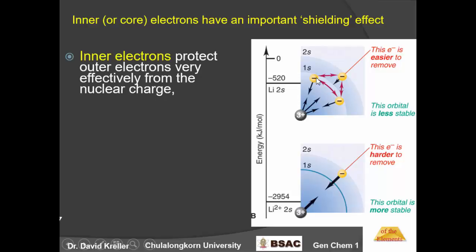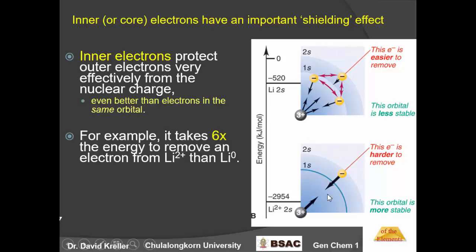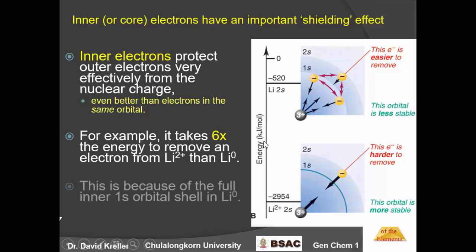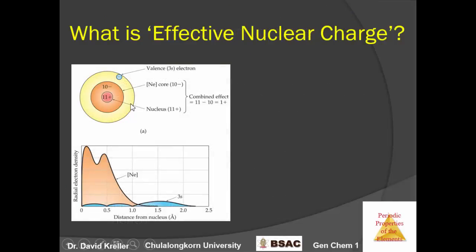So we're looking at the effect of inner electrons. And inner electrons protect the outer electrons from the nuclear charge. You could say this nucleus gives off a certain amount of charge, field, radiating into space. These inside electrons kind of block some of that charge. It takes approximately 6 times more energy to remove the electron when there's not the 1s electrons there than when there are.